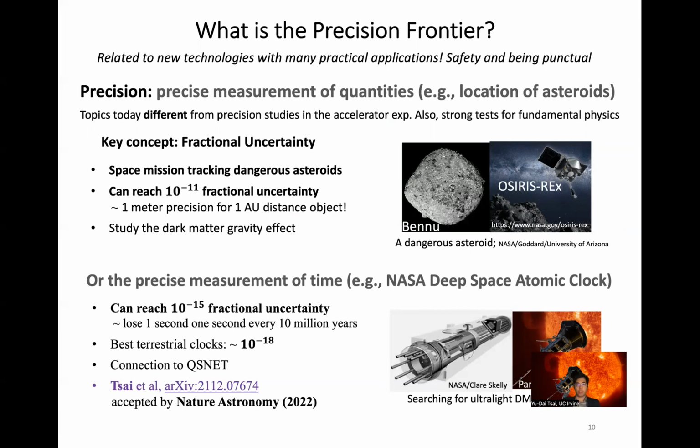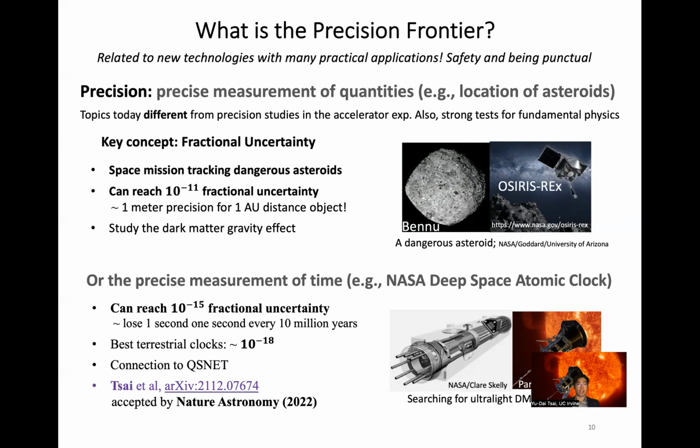And fractional uncertainty is the type of quantity that we're looking for. So you want 1 meter precision for a 1 AU distance object. That's the fractional uncertainty that currently the OSIRIS-REx mission can do to track the Bennu asteroid. And using that, we can actually study the dark matter gravity effect, which I will talk about at the end of the talk.